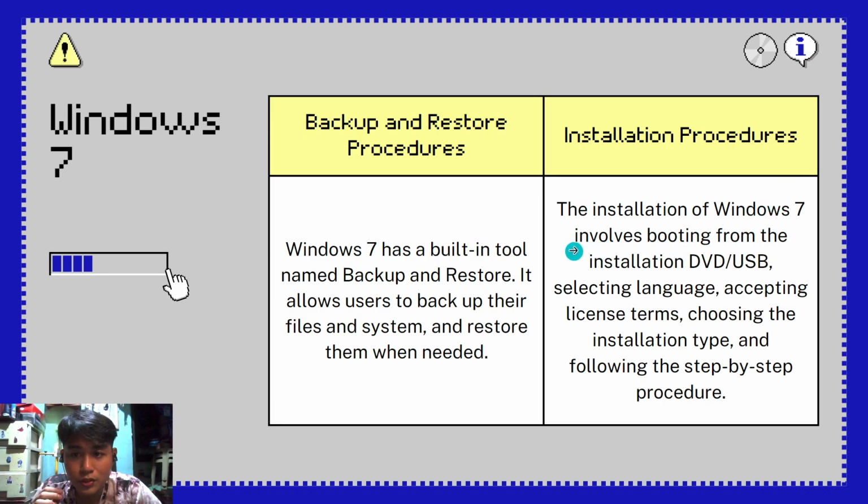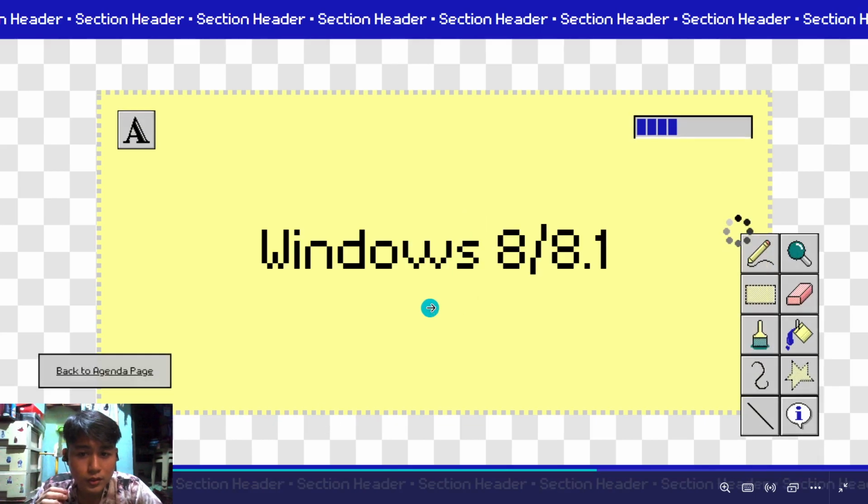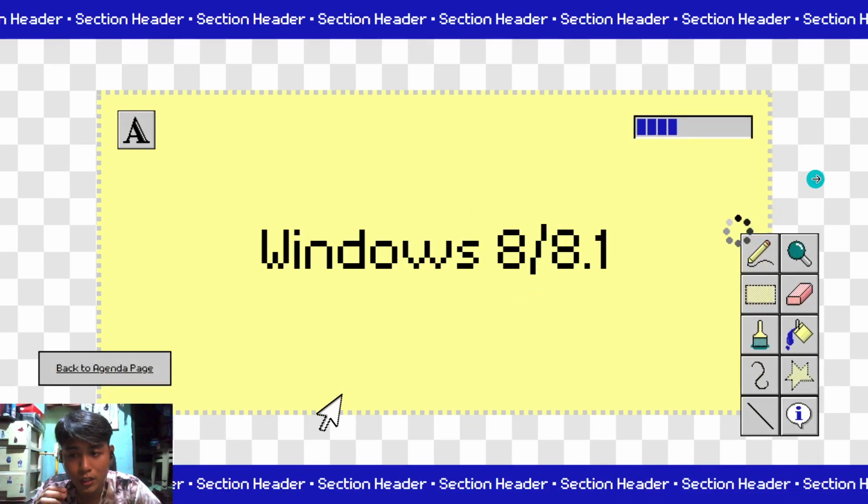For installation procedures, the installation of Windows 7 involves booting from the installation DVD or USB, selecting language, accepting license terms, choosing the installation type, and following the step-by-step procedure. Next is Windows 8/8.1.